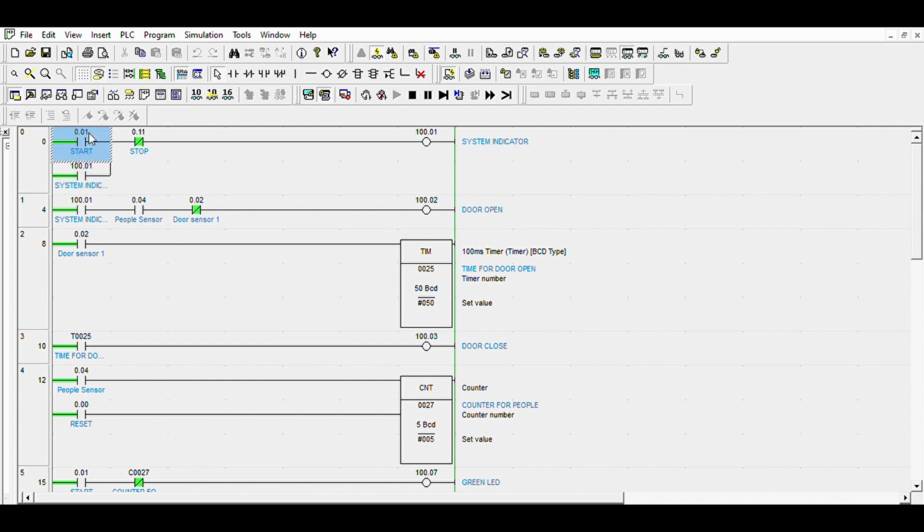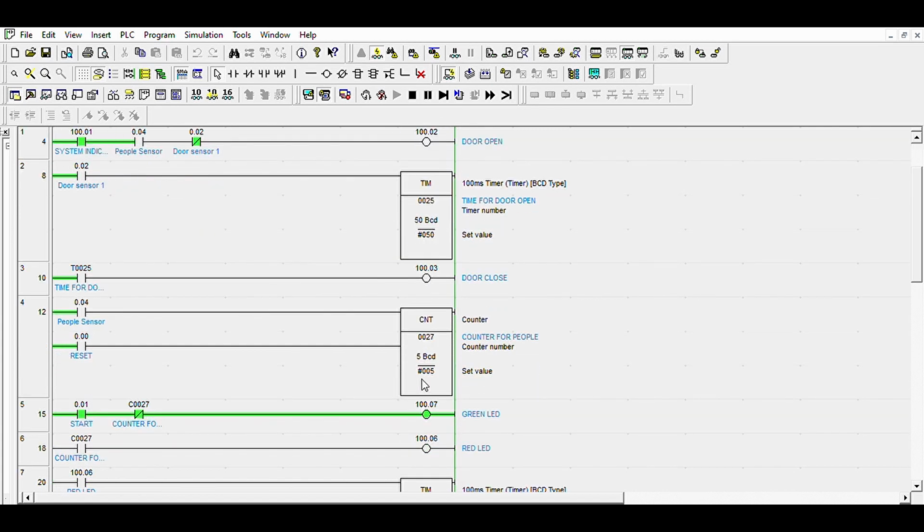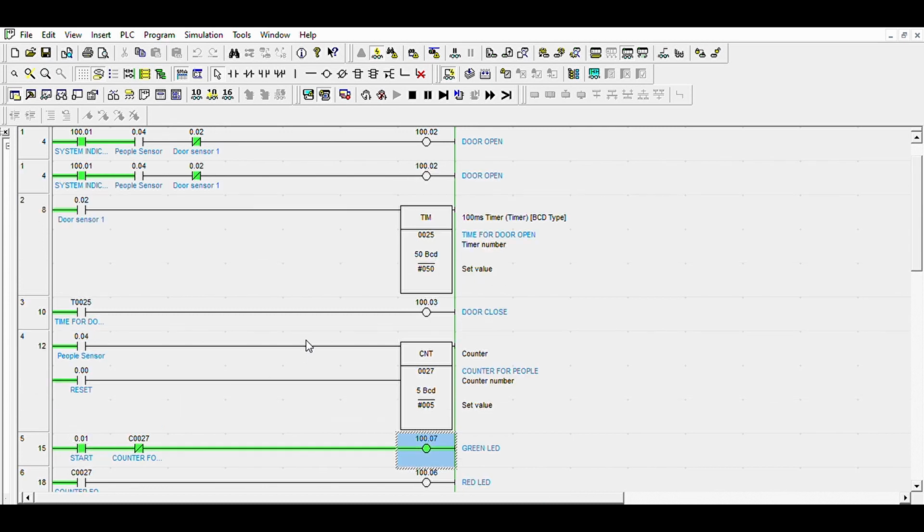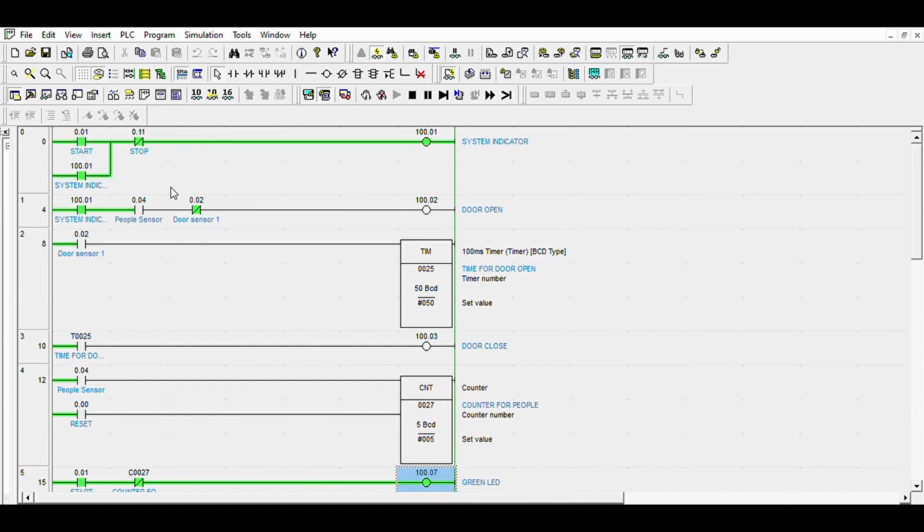Okay, so when the start push button is turned on, the system indicator will turn on simultaneously with the green LED in rung 5. Then, in rung 1, when the people sensor senses the presence of a visitor, it will turn on, and the motor which opens the door will also turn on.